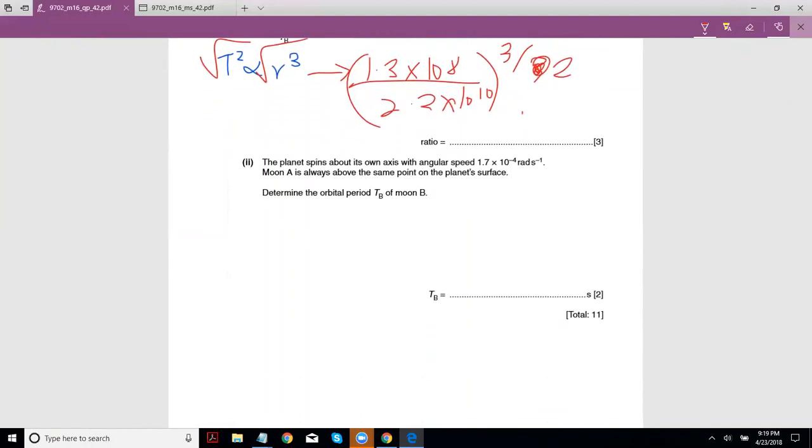सही है. The planet spins about its own axis with angular speed of this. So this is angular speed है ना, तो omega. Moon A is always above the same point on the planet's surface. Determine the orbital period TB of Moon B. Acha, so Moon A is always above the same point on the planet's surface. So kind of like your geostationary satellite wali cheez. Is that correct?